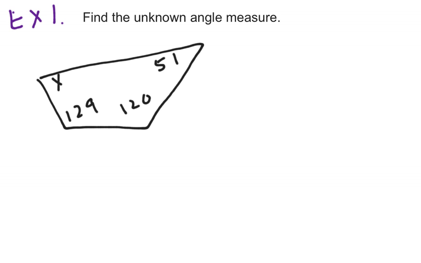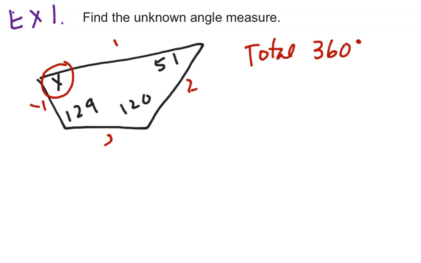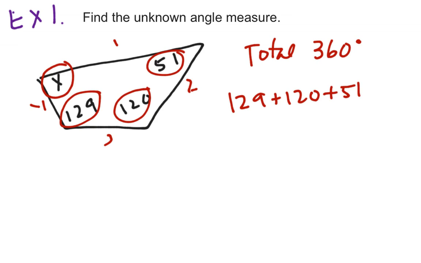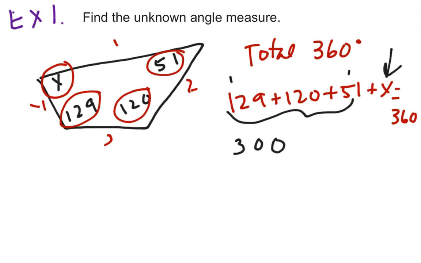Okay, example 1 is a pretty bad drawing of a quadrilateral. So it's got 4 sides, 1, 2, 3, 4. And they want you to find the unknown angle measure, which is x, and recall that the total has to be 360 degrees. They've given me 3 angle measures already. So what I have is 129 plus 120 plus 51 plus x. All of those added together have to total 360. So I can use my powers of solving equations and figure out what x is. The first thing I'm going to do is add these 3 numbers together. And I'm going to get 300, I believe.